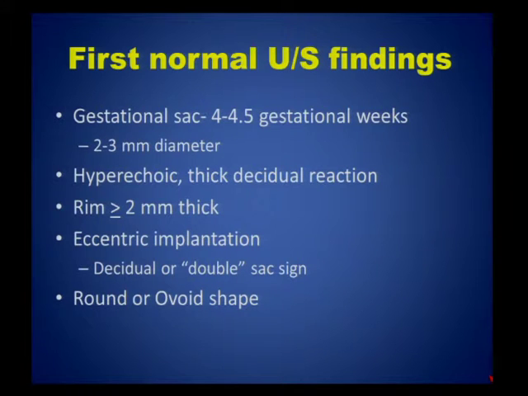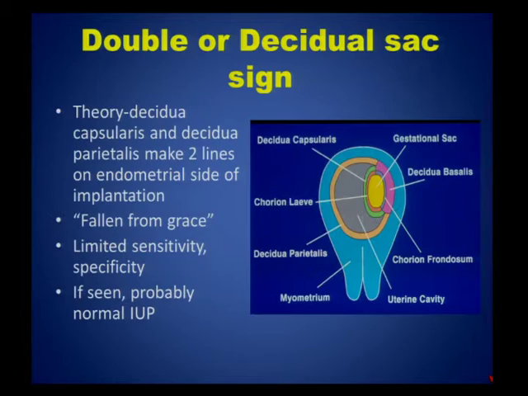And look for that round or ovoid shape. It shouldn't be crenulated or flattened. Not a good thing. And the theory is that the decidual capsularis and decidual parietalis make two lines in the endometrial side of implantation. And you can see them here. These are not the decidual basalis and the chorion frondosum, which form the placenta, but these are the decidual capsularis here, which surrounds the early gestational sac, and this decidual parietalis, which outlines the uterus. So these form the double sac sign here.